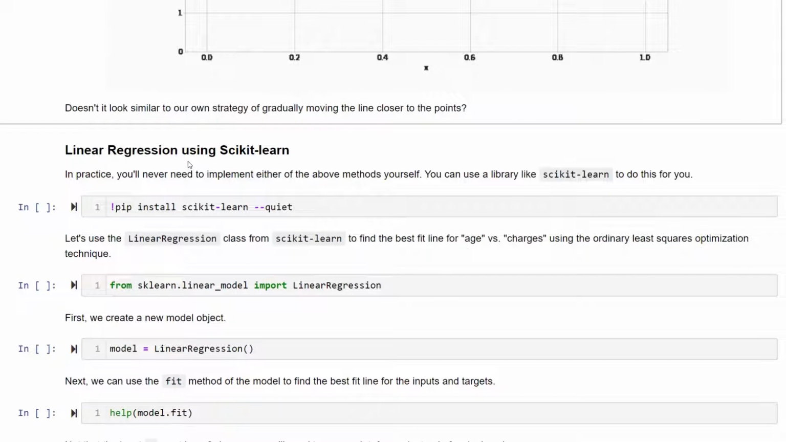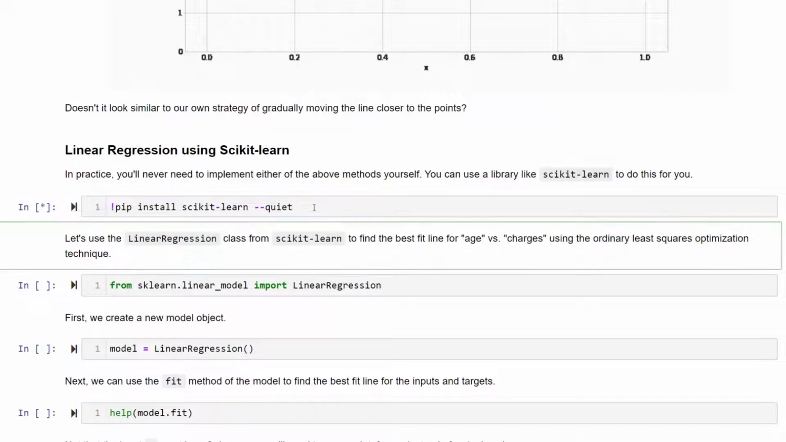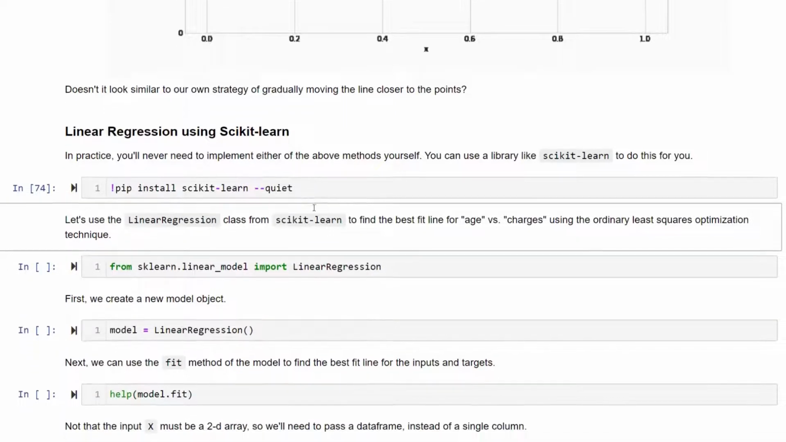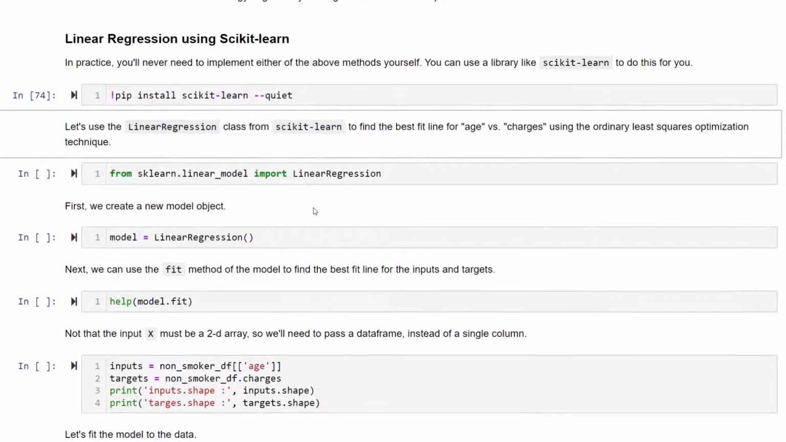It chooses the best fit, whichever is the best model fit will be given as the final result. Okay, let us try linear regression using the scikit-learn library. Let me install the scikit-learn library. In practice, you will never need to implement either of the above methods yourself. You can quickly use a library called scikit-learn which will do this for you. Let's use the LinearRegression class from scikit-learn to form the best fit line for age versus charges, using the ordinary least squares optimization technique.